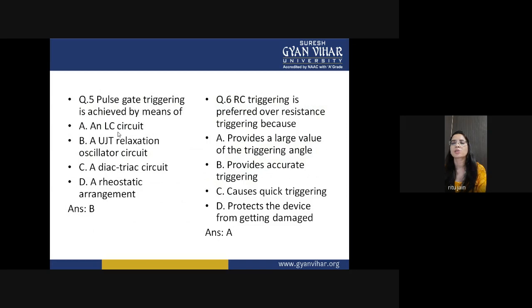Now another question: RC triggering is preferred over resistance triggering because it provides a large value of triggering angle, provides accurate triggering, causes quick triggering, or protects the device from getting damaged. As you know, the advantage of RC triggering was that the angle is increased from 90 degrees to 180 degrees as compared to R triggering. So it provides a large value of the triggering angle.